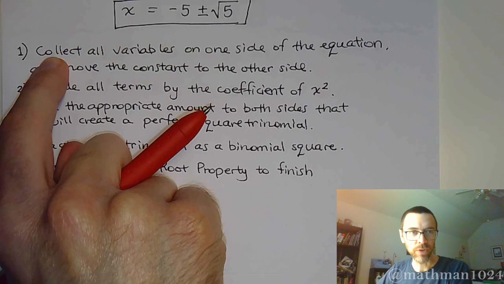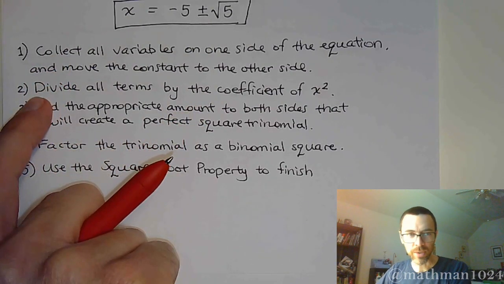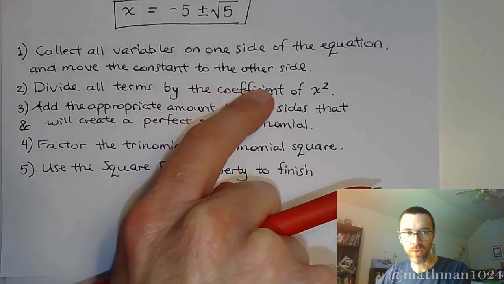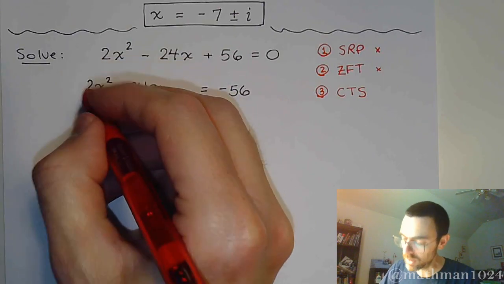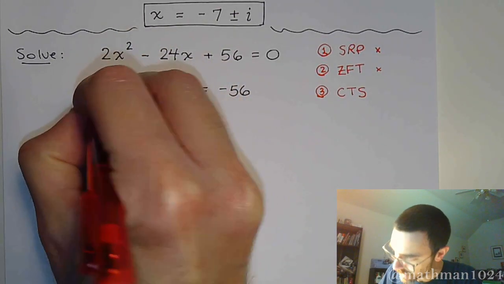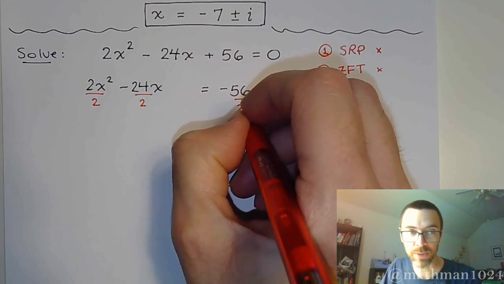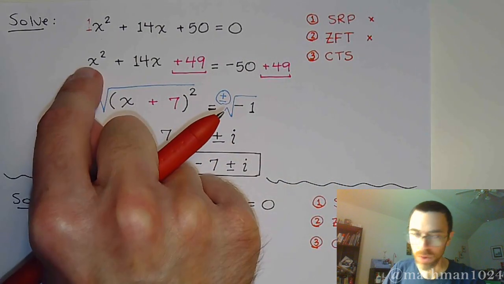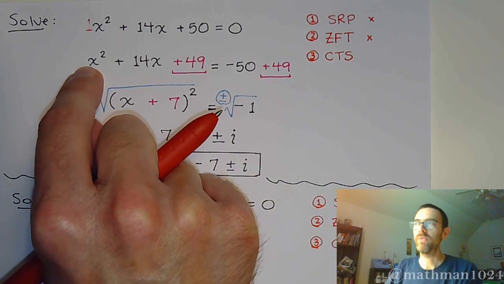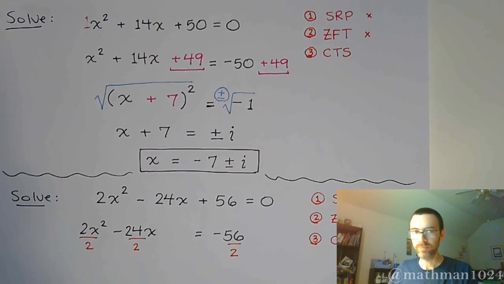Collect all the terms, all variable terms on one side, constants on the other side, done. The second step is to divide all terms by the coefficient of x squared. Okay, so here the coefficient of x squared is 2, so I need to divide everything here by 2. Now you may be saying, wait a minute, you didn't do that in the last problem. In the last problem, the coefficient of x squared was 1. So if I divide everything by 1, that doesn't change anything. It's still going to be a 1.